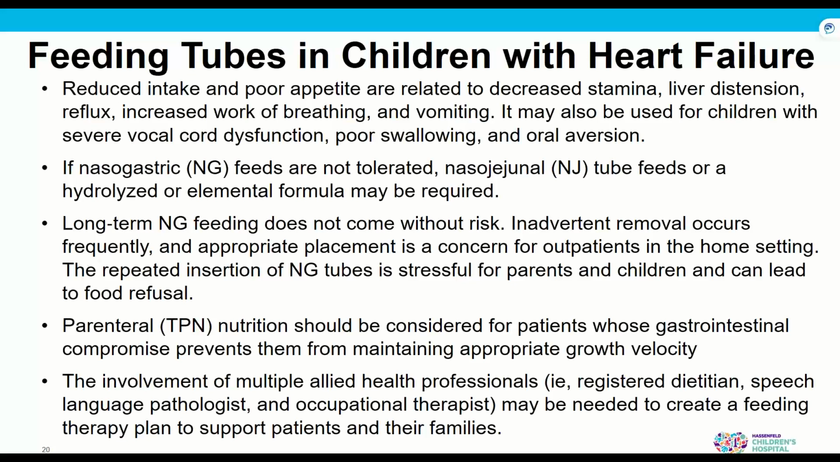And so the key here is that we have a large multidisciplinary team of health professionals like a dietitian, a speech language pathologist, an occupational therapist, along with their cardiology team that create an individualized feeding therapy plan to support you and your children, and to make sure that we provide you with everything you need to be successful.